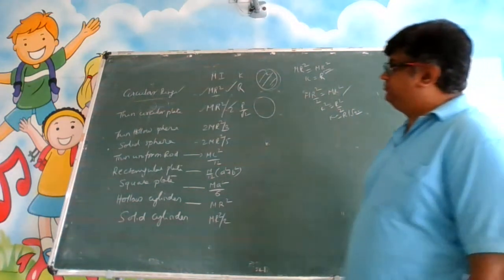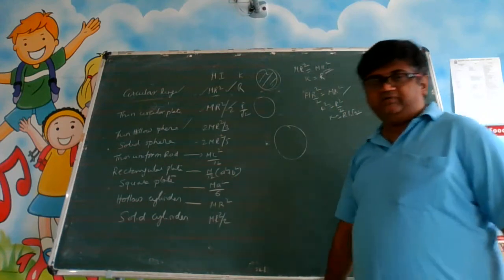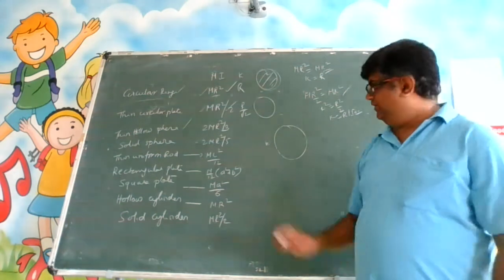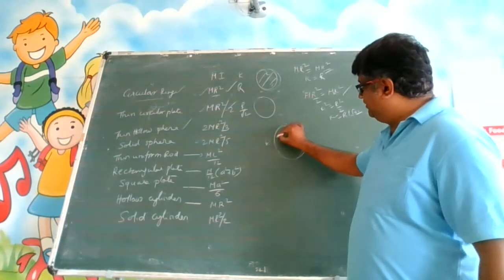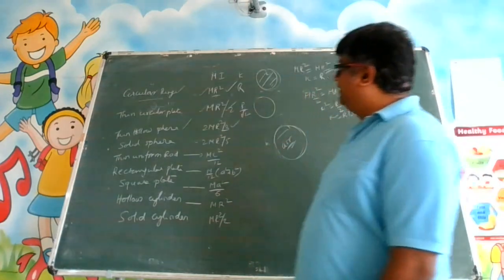Okay. Then comes thin hollow sphere. You have a volleyball kind of a thing which is hollow inside. Okay, like your globe, it is the spherical shape, but inside only air is there. So its formula is 2 mr square by 3.